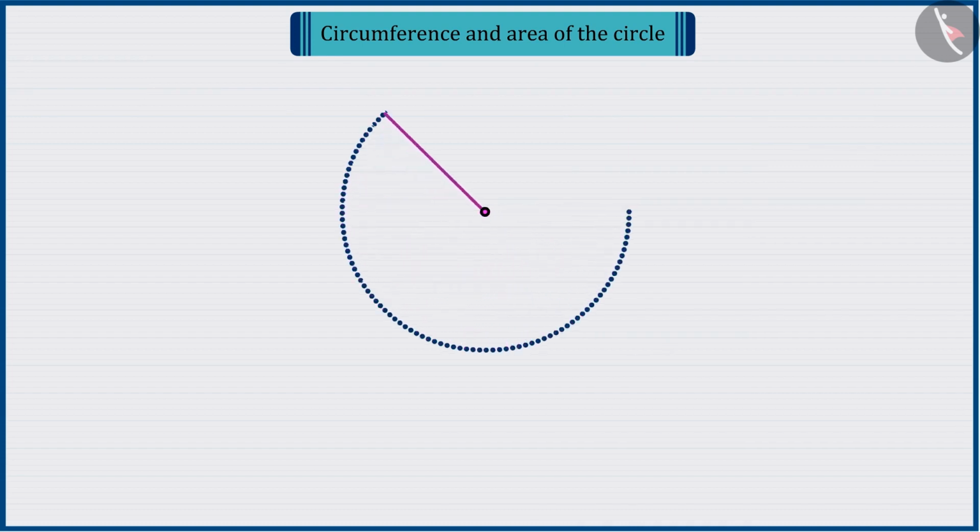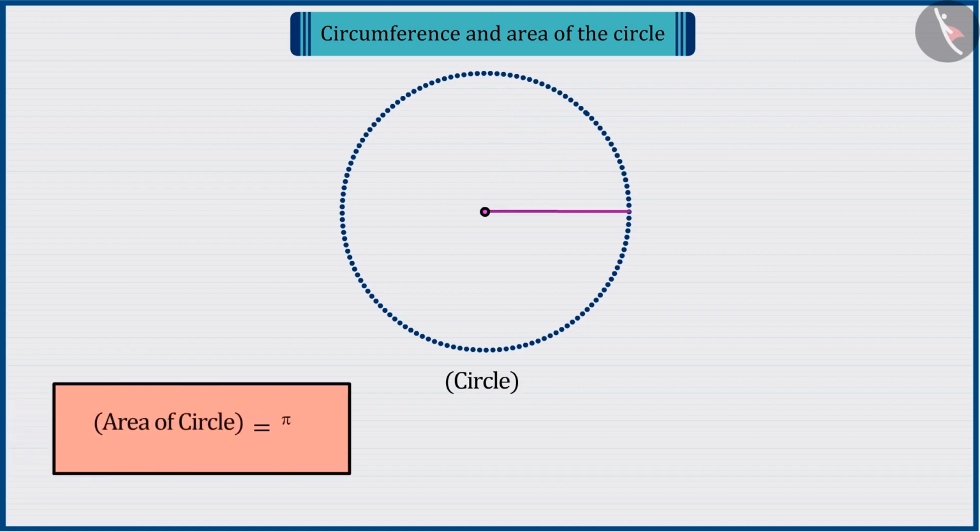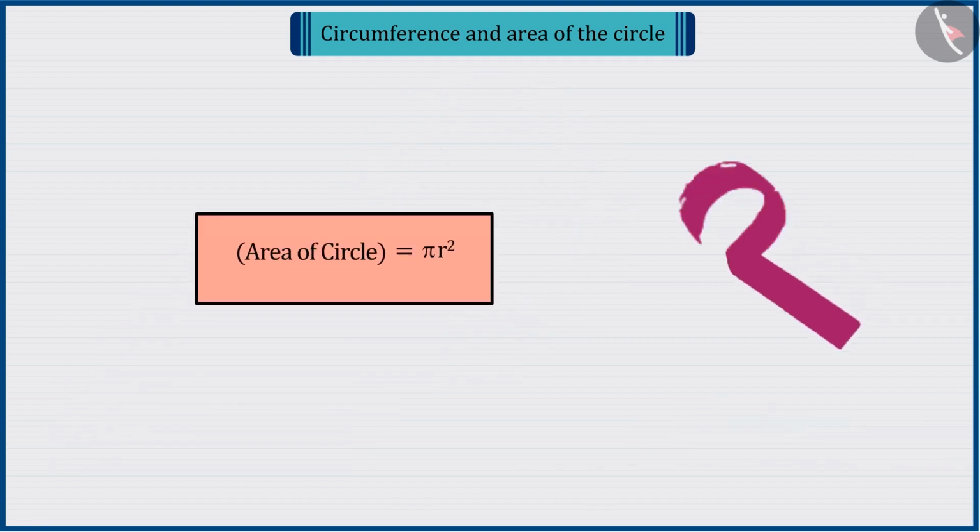Today in this video, we will learn about the concept of circumference of the circle and area of the circle. As you all know, the group of all the points on a plane which are at a constant distance from a fixed point on the plane is called a circle, whose area is pi r raised to the power 2. Have you ever wondered how this formula for area would have been derived? Come, let's try to understand it.